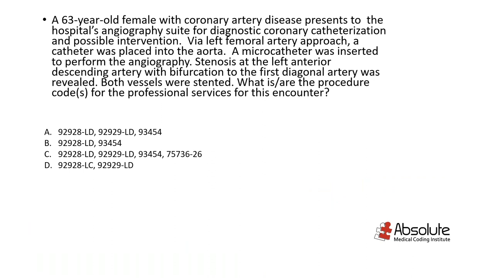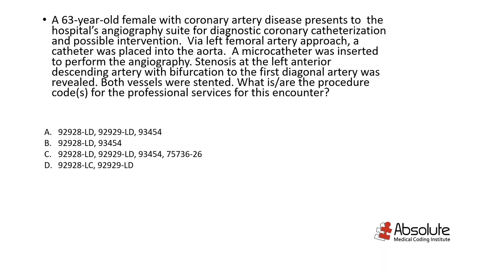Miss Josie, would you read this for us, please? Sure will. Okay, coders, here we go. A, 92928, modifier LD, 92929, LD, 93454. B, 92928, LD, 93454. C, 92928, LD, 92929, LD, 93454, 75736, modifier 26. And D, 92928, LC, 92929, LD.